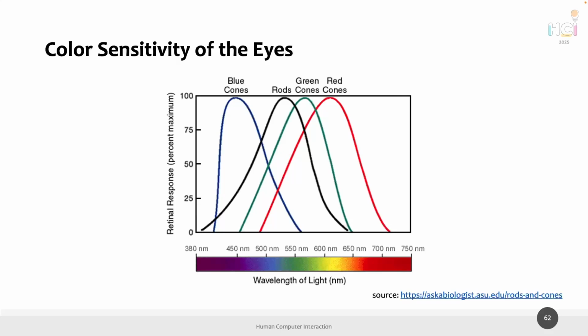And we need to avoid extreme colors, because otherwise we activate different cones together, and that's quite expensive for our brain. So if we display blue and red in the same interface, our eyes need to activate blue cones and red cones at the same time, and this is expensive for our brain, and that's why it's better to avoid this kind of extreme colors in the same interface.